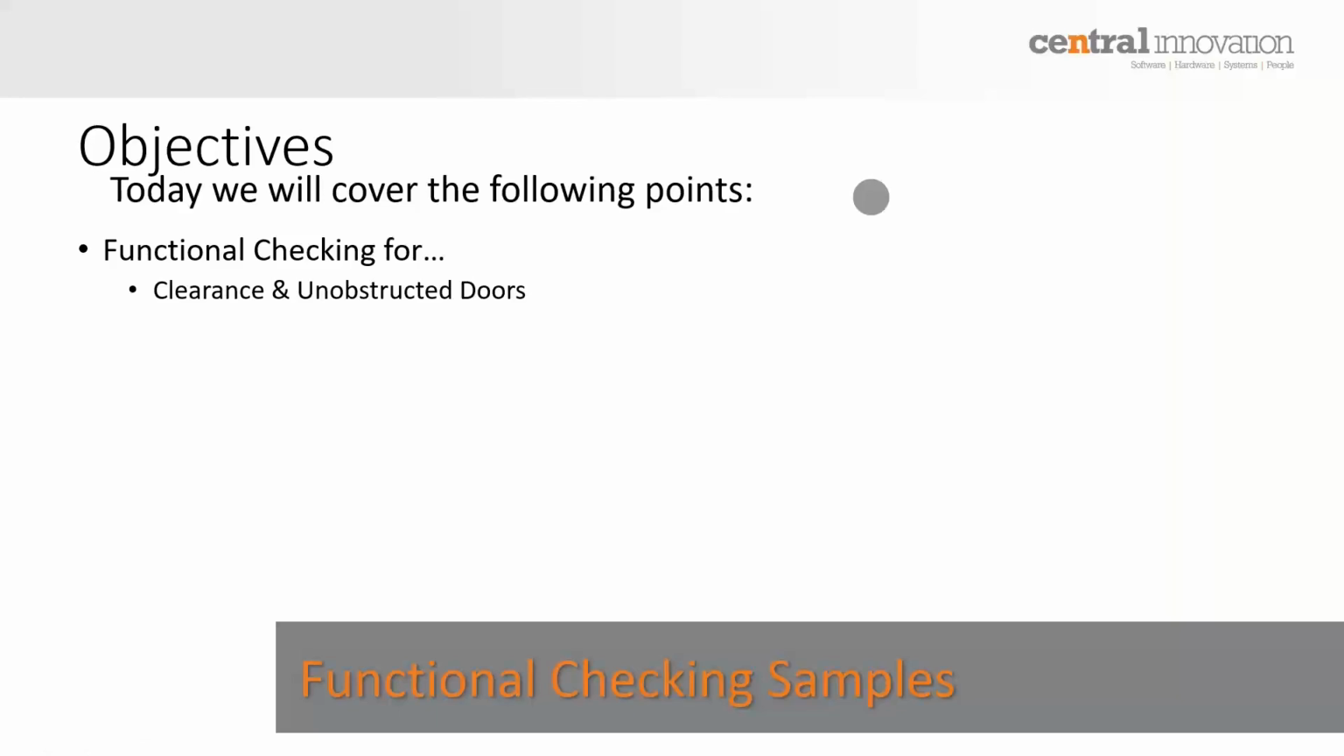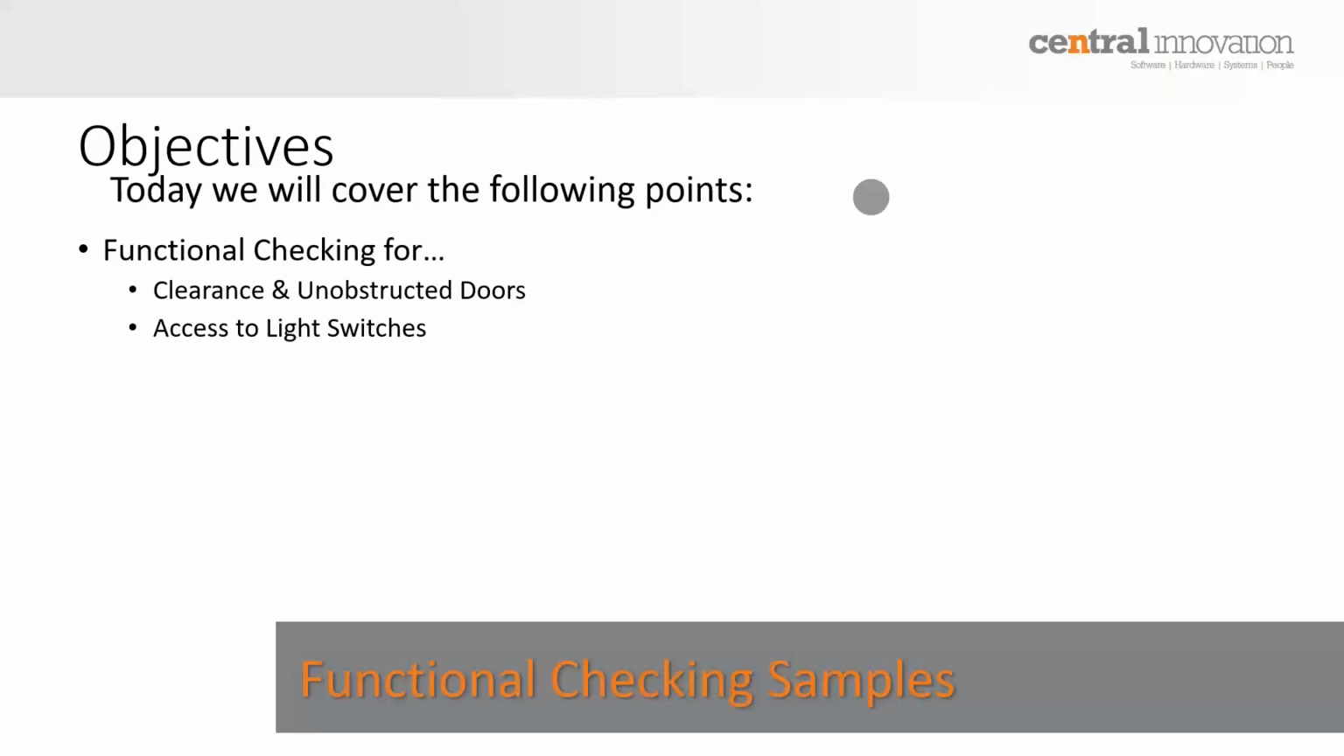We want to do a few samples checking for clearance and unobstructed doors, meaning that you want to check that doors can actually function within the spaces that they're being provided for. In this case, we're going to use a toilet, just a typical clearance back in front of the door, and we'll try to show you the way we perform those checkings.